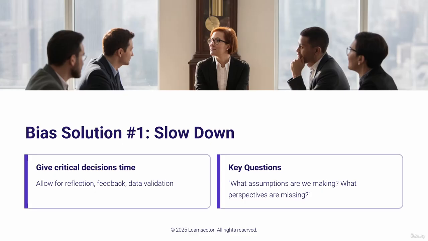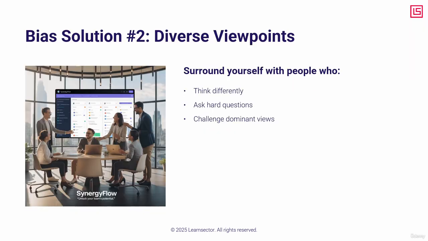To reduce these biases, start by slowing down critical decisions. Strategic thinking benefits from pacing, time for reflection, feedback, and data validation. When a major decision feels rushed, stop and ask, what assumptions are we making here? What perspectives are missing? Second, seek diverse viewpoints. Surround yourself with people who think differently, ask hard questions, and challenge the dominant view. This diversity helps surface unconscious biases before they lock into strategy.